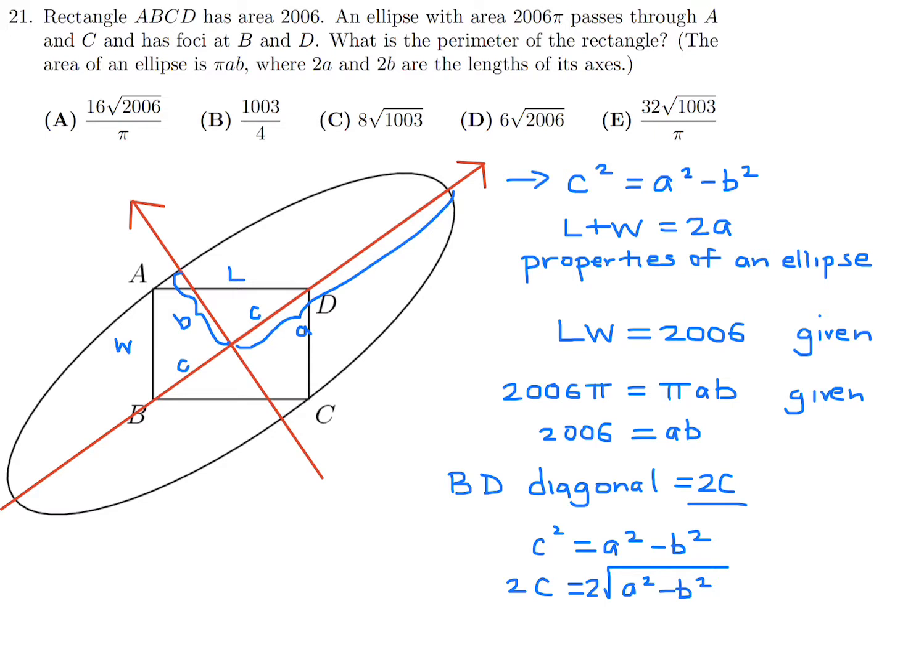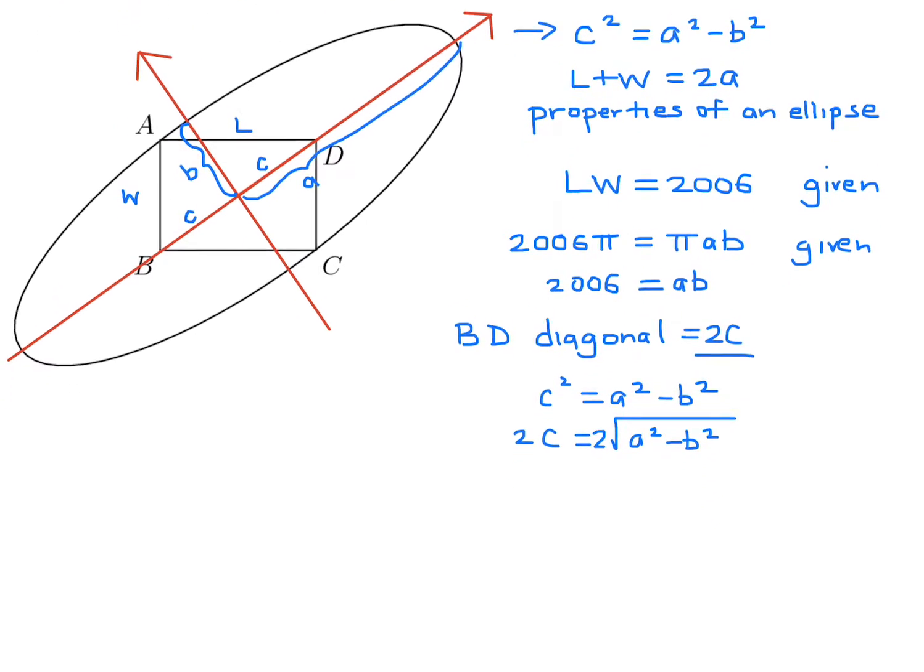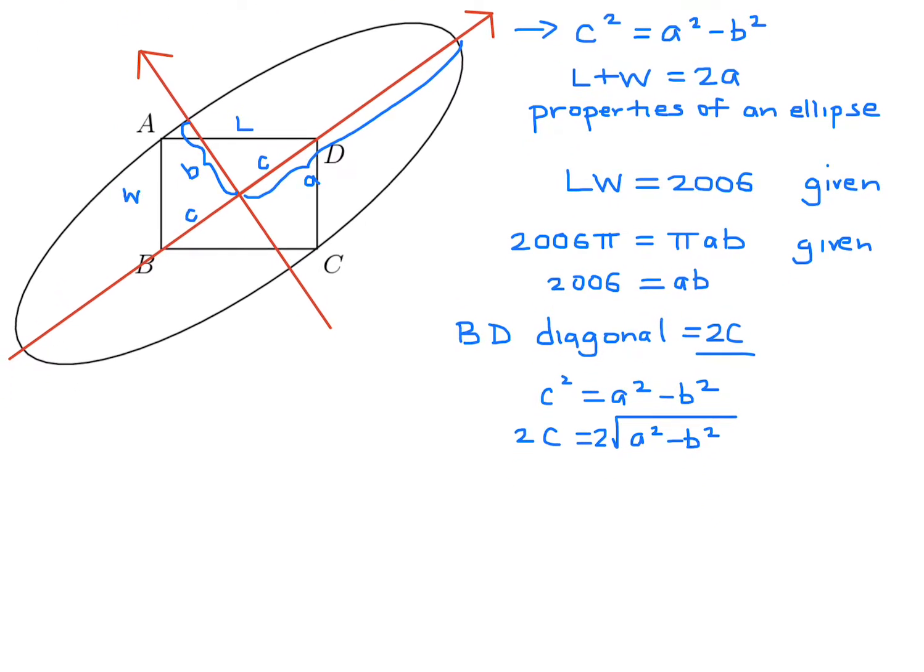All right? So those are just some of the things that we need to set up in this question before we solve for it. Remember, we're trying to solve for the perimeter. So we want to eventually find the perimeter, which is of course equal to 2 times the length plus the width.